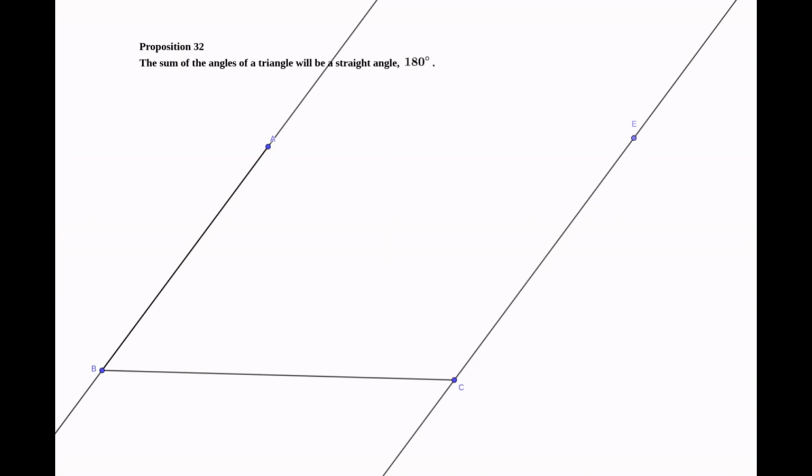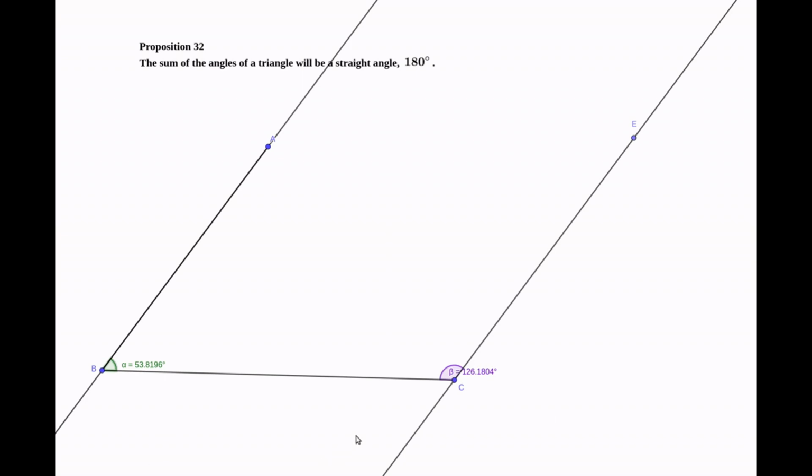Again, by proposition 29, what we know is that the interior angles on the same side of the transversal are going to be supplementary. That is, they're going to add up to 180 degrees or give us a straight line segment. And so what we then have is that our angle ABC together with our angle ECB is going to add up to 180 degrees.